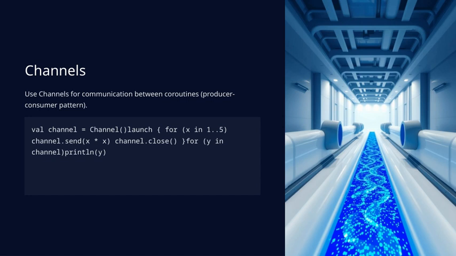In the example, we create a channel and launch a coroutine that sends squared numbers into it. Notice how we loop through numbers 1 to 5, sending each squared value into the channel. Once all values are sent, we close the channel to indicate that no more data will come through. On the receiving end, we can iterate over the channel directly, which automatically waits for new data until the channel is closed. This makes asynchronous communication smooth and straightforward.